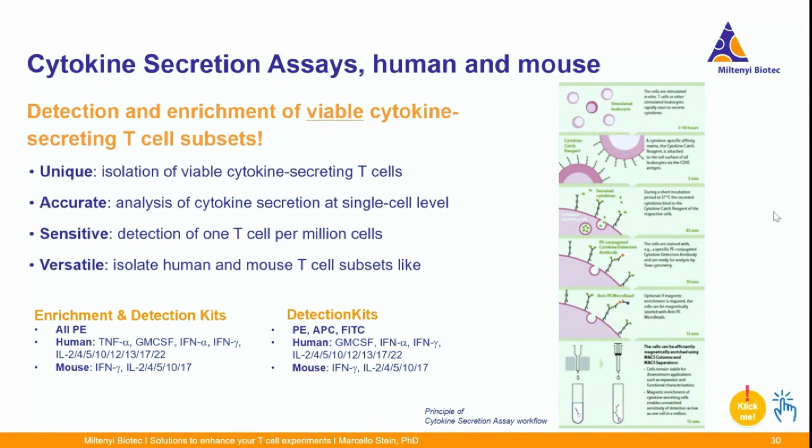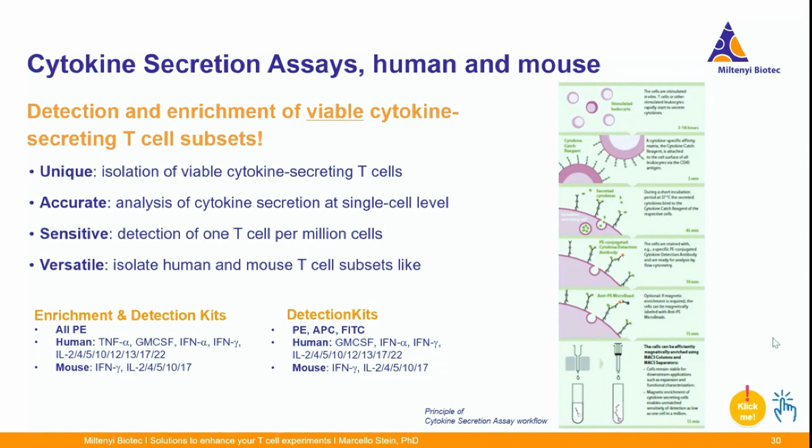In a second step, the immobilized cytokines are then labeled with fluorophore conjugated antibodies called detection reagent and can then be detected viably without intracellular staining on any flow cytometer. In an optional third step, the fluorophore-labeled cytokine-secreting cells can be specifically enriched and used in downstream assays by using anti-fluorophore magnetic beads. Consequently, our cytokine secretion assays come in two versions.